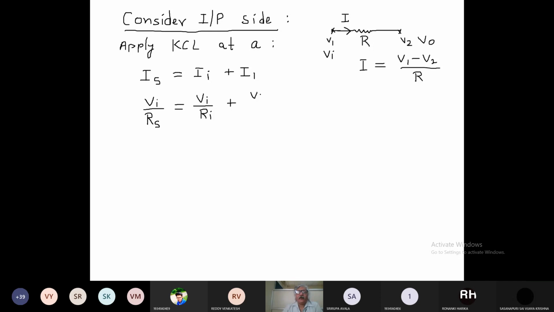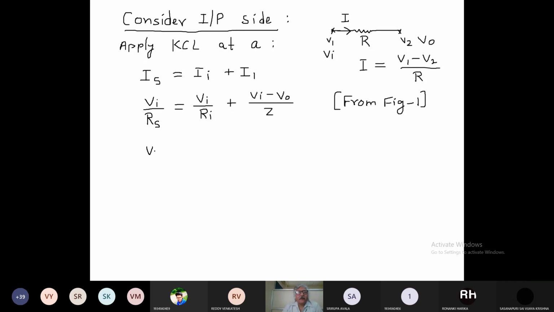So (Vi minus Vo) divided by Z. This expression we have written by seeing figure 1.